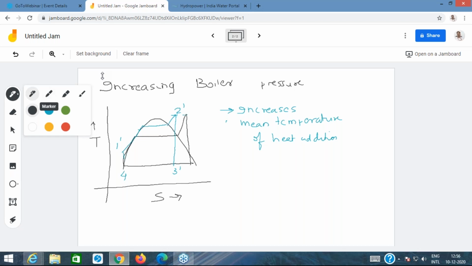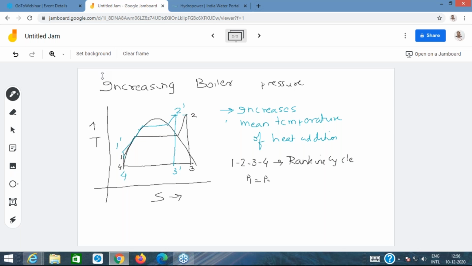previously the cycle was 1 2 3 4. The one which is shown by black pen is, let us say, the original Rankine cycle. Now if you increase the boiler pressure, earlier the boiler pressure P1 is equal to P2, that was the boiler pressure, right? Now the new cycle where you are improving, if you want to increase the boiler pressure to say P1 dash, which is equal to P2 dash.